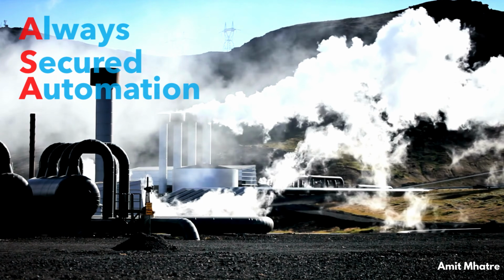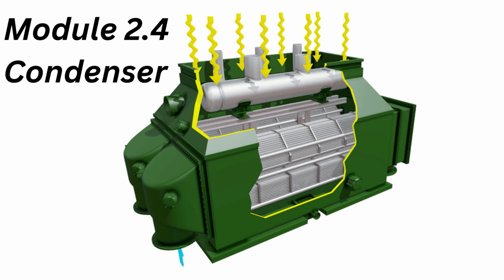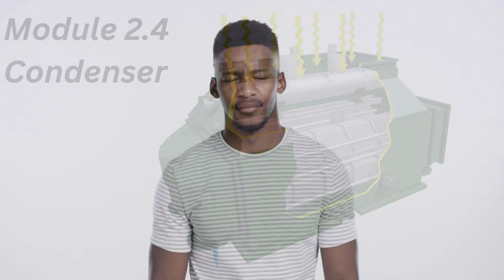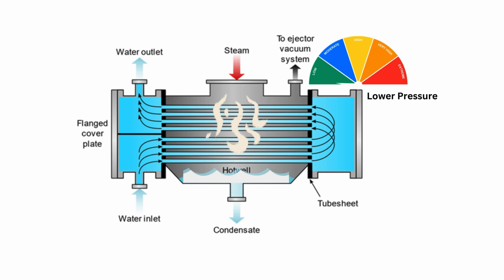In this video, we will discuss Module 2.4, Condenser and its types. Why condenser is required in steam turbine power plant? The exhaust steam from steam turbine is condensed. The condenser operates at lower pressure than atmosphere.